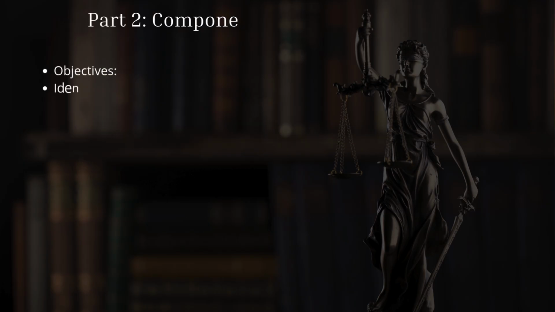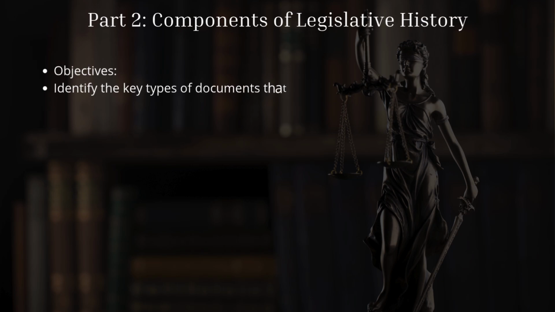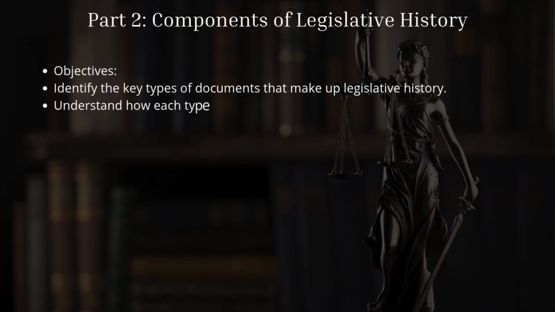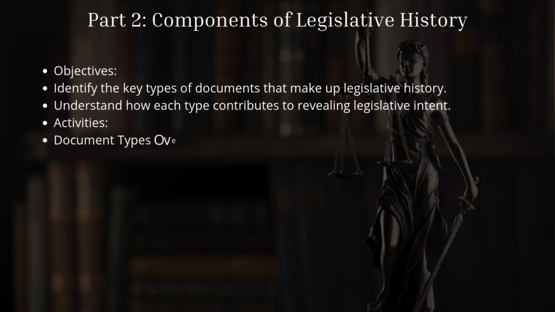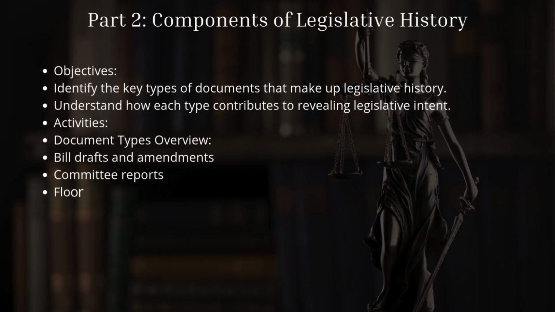Part 2, Components of Legislative History. Objectives: identify the key types of documents that make up legislative history, and understand how each type contributes to revealing legislative intent. Activities: document types overview. Bill drafts and amendments. Committee reports. Floor debates. Sponsor statements. Hearing transcripts. Presidential signing statements.